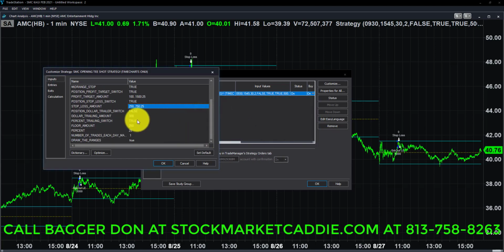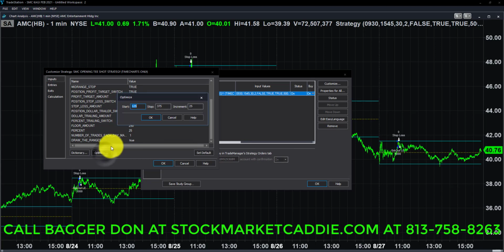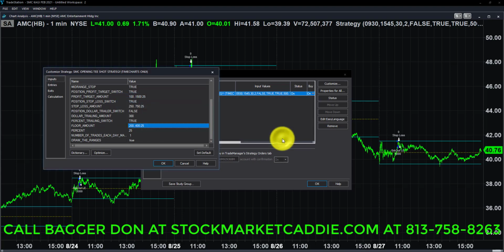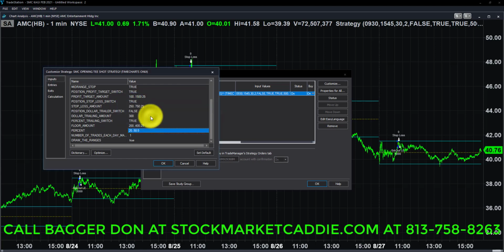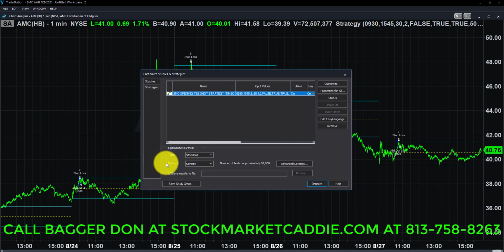And the percent trailer, maybe the floor amount. What do you think? The floor amount, maybe we stay at 200, and let's just go to 400, increment of 25. And the percentage, I don't want to cut it too close. I don't want to, but we'll just make it from 20 to, let's say, 50%, increment of 5%. Tell me what it ought to be, and then I hit OK. So now I look at something called, there are over 4 million combinations.